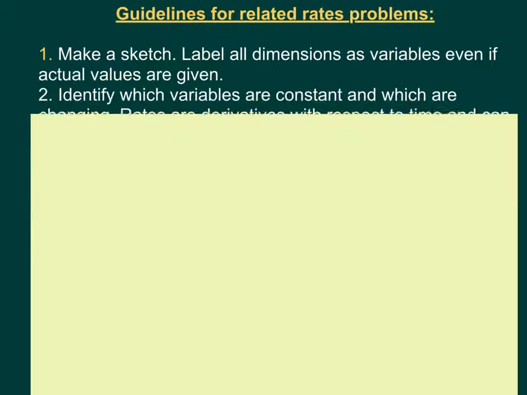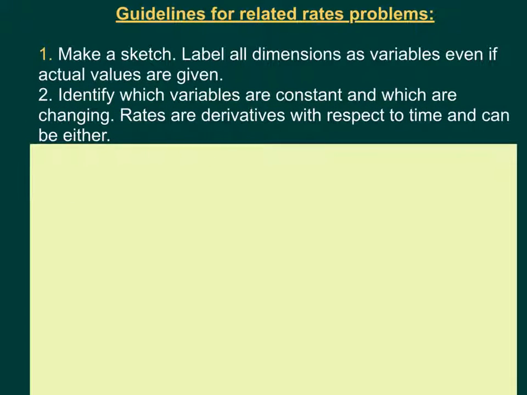Step 2: Identify which variables are constant and which ones are changing. You don't have to explicitly write this out, but sometimes it's helpful. Write down all that we have, all that we know. Again, if you're given some sort of rate, if something's changing, increasing, decreasing, growing, shrinking, any sort of rate, we want to write it as a derivative with respect to time.